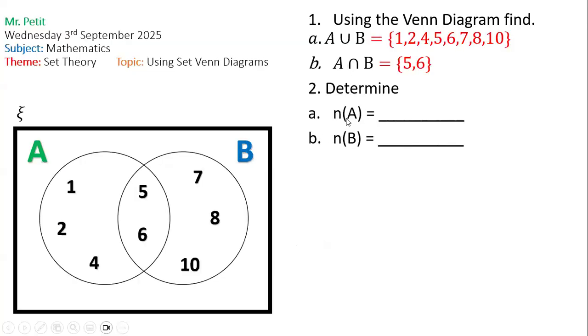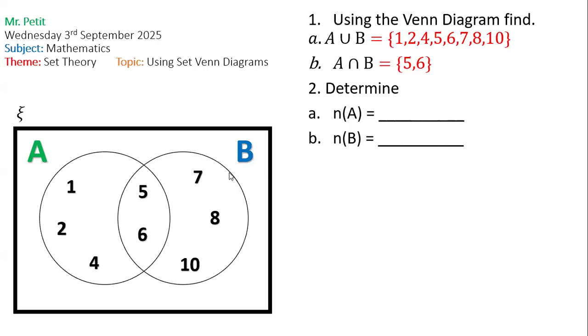The number of elements, the number of numbers in A and B. The number of elements in what? In only A. Very good. Not A only, in all of A. And then the number of elements in B. Okay. So if you know the answer, you can put it inside the chat.